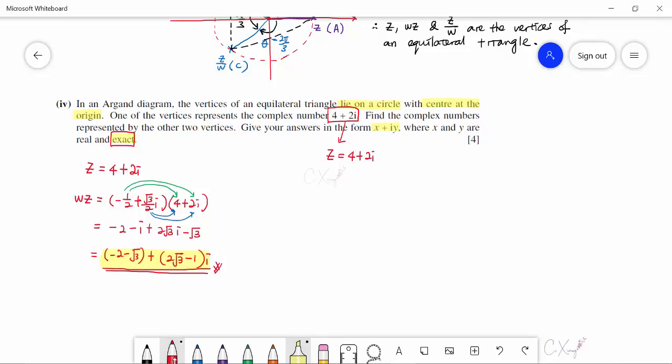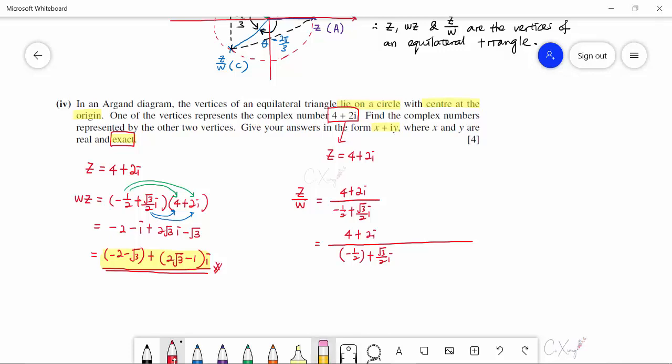Okay, and after that, to get another complex number for the third point, according to what we showed in part 1, 2, and 3, it will be z over w. Again, z is 4 plus 2i. W is negative half plus square root 3 over 2i. Okay, so for this part, maybe you need to be a little bit more careful. You need to rationalize it. Right, so how to rationalize it? Okay, let me write it out first.